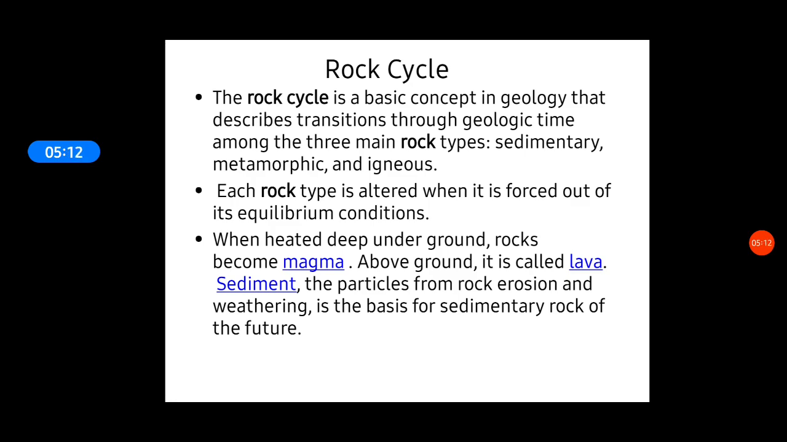So the types of rocks are sedimentary, metamorphic, and igneous. These were not in the shape in which they are visible to us today. They were all in different forms. Over the years, going through so many geological times, they have taken this specific shape, which makes them usable to us today. Each rock type is altered when it is forced out of its equilibrium conditions. Now, every rock type has its own conditions which make a rock. And when those conditions prevail for a very, very long time, sometimes the rock changes its own shape, its own form, its own contents.